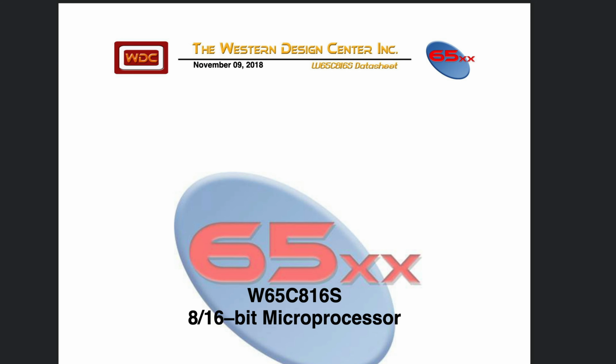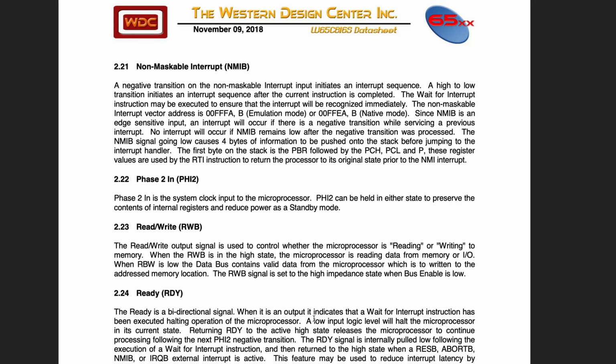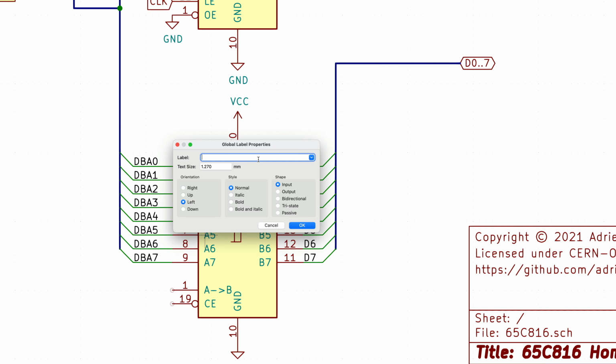If we take a look at the datasheet for the processor, we can see that the read-write signal is used to control whether the processor is reading or writing. When read-write is low, the data bus contains valid data which is written to the location. When the read-write is in high state, the microprocessor is reading data from memory. So what we want to do is to pass the read-write signal to the direction pin like this.